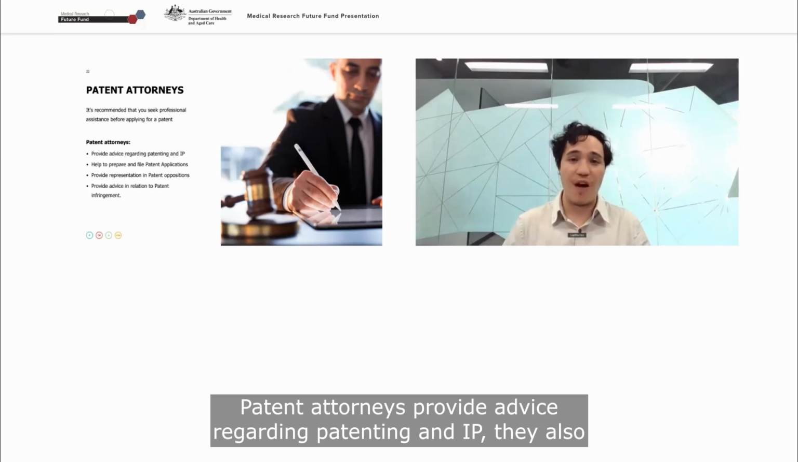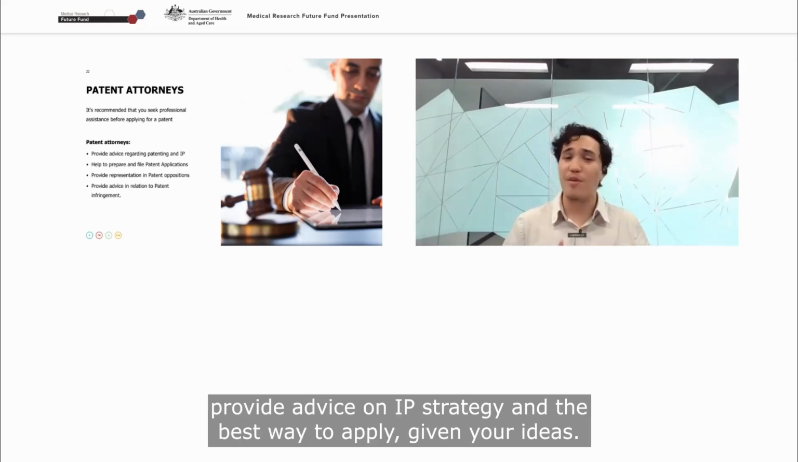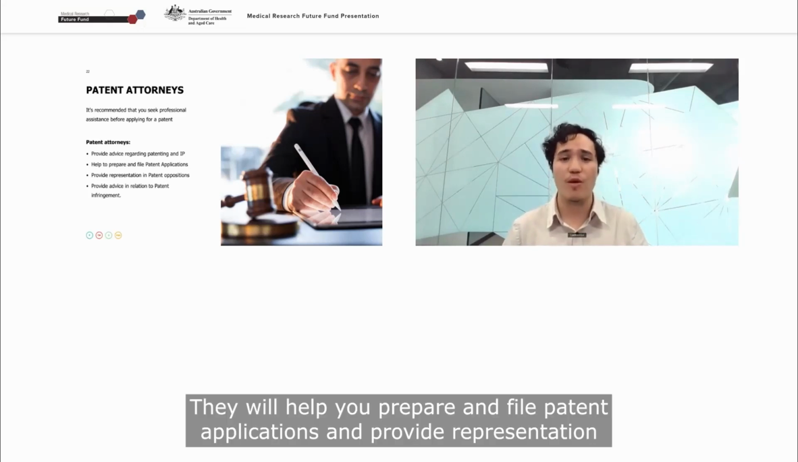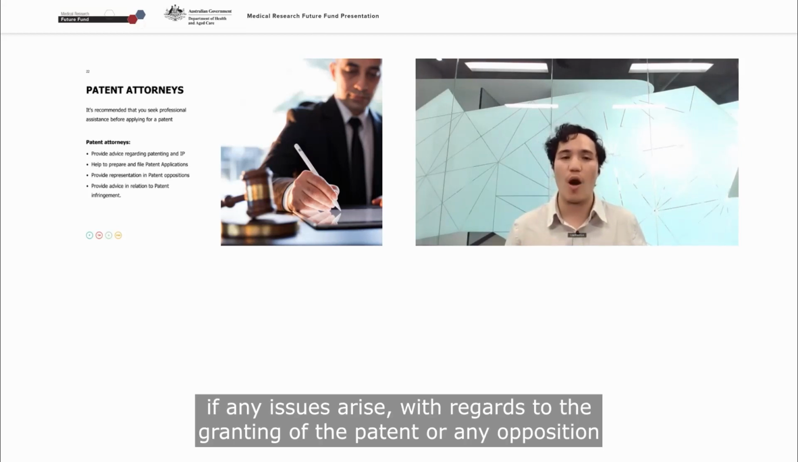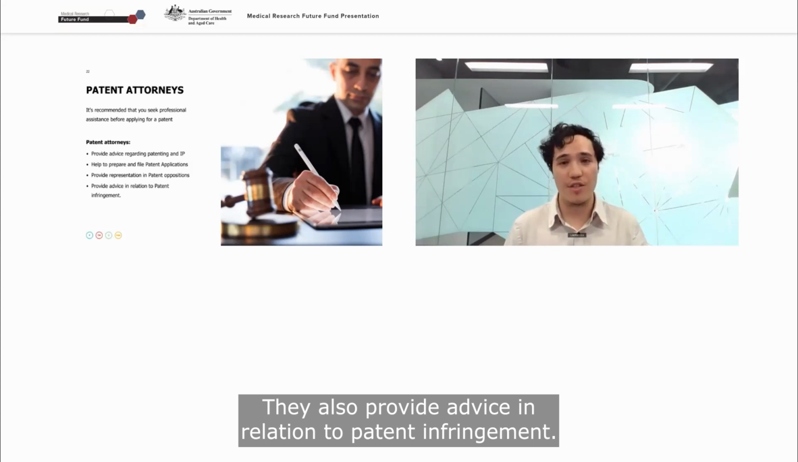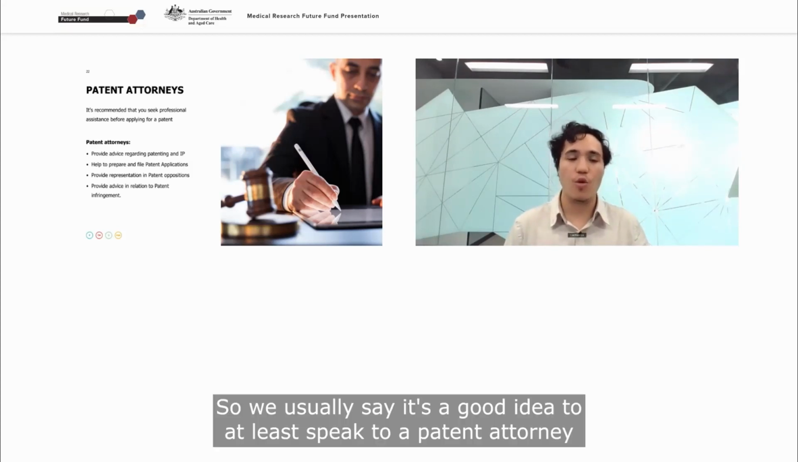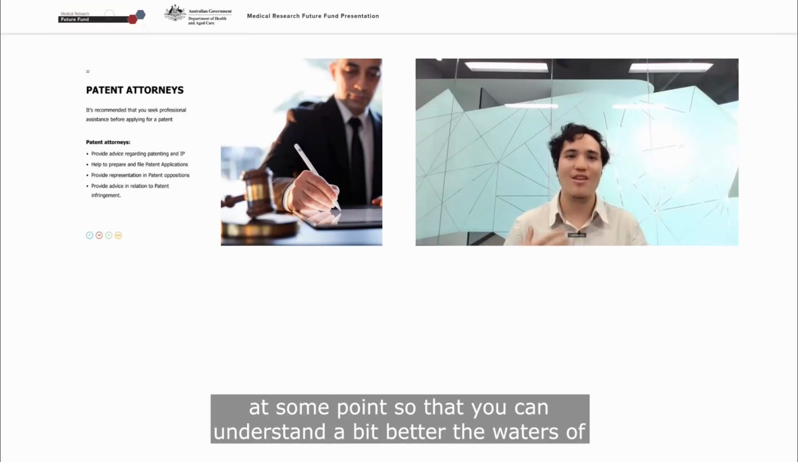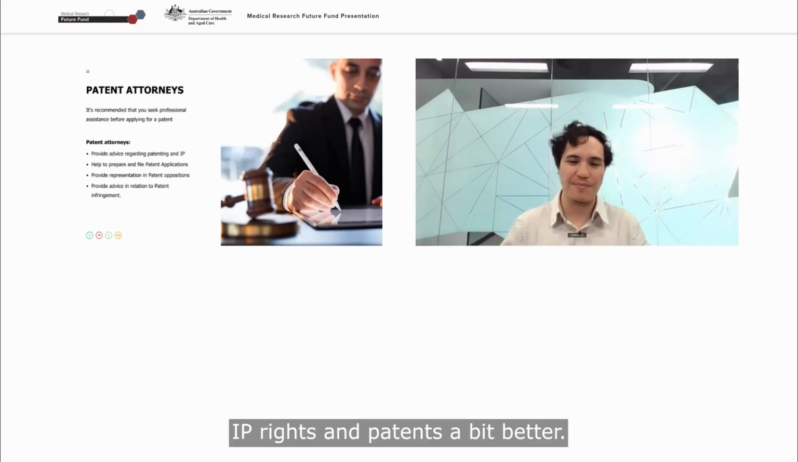Patent attorneys provide advice regarding patenting and IP. They also provide advice on IP strategy and the best way to apply given your ideas. They will help you prepare and file patent applications and provide representation if any issues arise with regards to the granting of the patent or any opposition that might come from a third party. They'll also provide advice in relation to patent infringement. So we usually say it's a good idea to at least speak to a patent attorney at some point so that you can understand the waters of IP rights and patents a bit better.